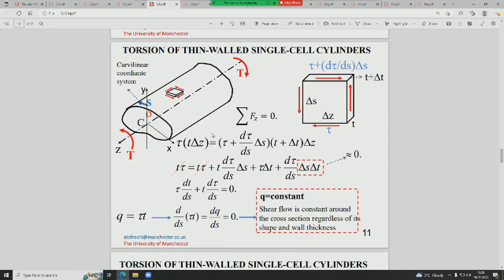So here, I showed you that if I've got a single cell tube subject to a torque, the torque applies a constant shear flow around the section, regardless of its shape, regardless of the thickness, whatsoever. So if I've got a tube of arbitrary shape, the thickness can be anything, the material can be anything, you can see we end up with a constant shear flow around the section.